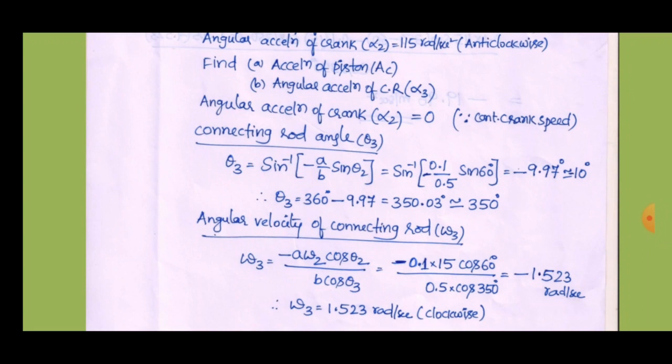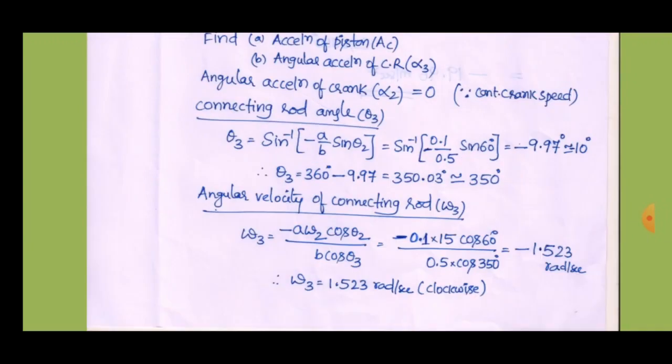After connecting rod angle, velocities. Go for the velocity. First, angular velocity of connecting rod, that is omega 3 equals minus a omega 2 cos theta 2 by b cos theta 3. Here a is known, omega 2 is known, theta 2 is known. In the denominator, b is known, theta 3 is also known. So substitute and simplify. I will get minus 1.523 radians per second, because it is omega, unit is radians per second. Therefore in the bracket I wrote omega 3 is equal to 1.523 radians per second clockwise, because it is negative.